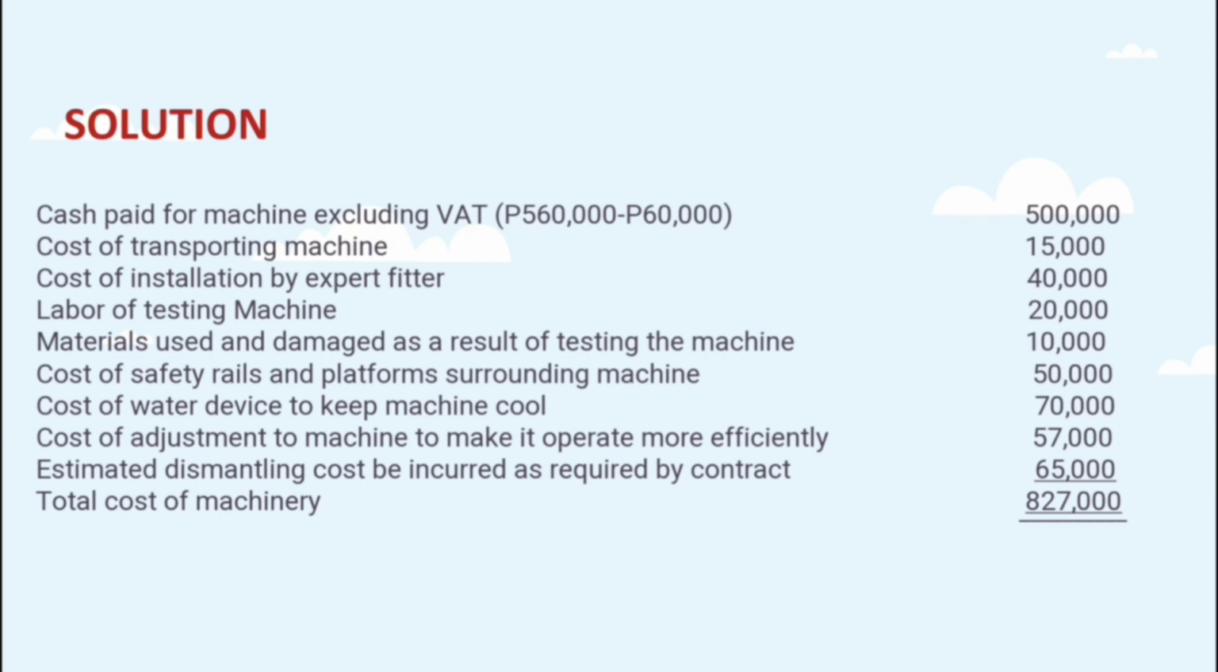Then cost of transporting machine 15,000, cost of installation by expert fitter 40,000, labor of testing machine 20,000, material used and damaged as a result of testing the machine 10,000, cost of safety rails and platforms surrounding machine 50,000, cost of water device to keep machine cool 70,000, cost of adjustment to machine to make it operate more efficiently 57,000, estimated dismantling cost to be incurred as required by contract 65,000, which totals to 827,000. That's it for my part.